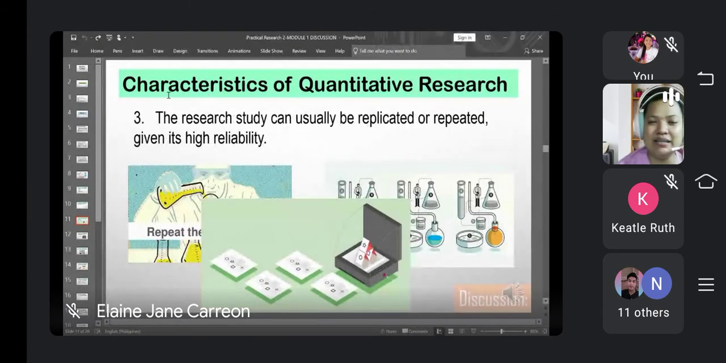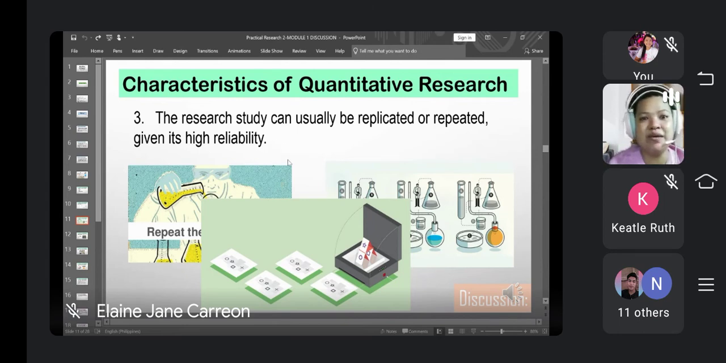Okay, next characteristic is the research study can usually be replicated or repeated given its high reliability. So, sa tingin nyo ba, yung mga data na ginather noong taong 1990, applicable pa ba sila ngayong taong 2021? Hindi na, di ba? Kasi iba na yung panahon ngayon. Noong wala pang pandemic, ngayon meron na. So, yung mga tao noong 1990, matatanda na ngayon. Isa na ako dun sa mga yun. So, kayo, hindi pa kayo lumilitaw noon.